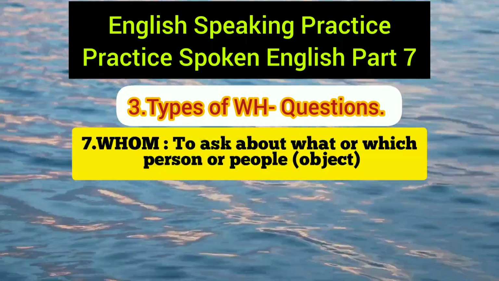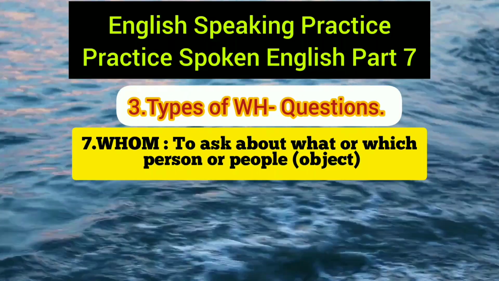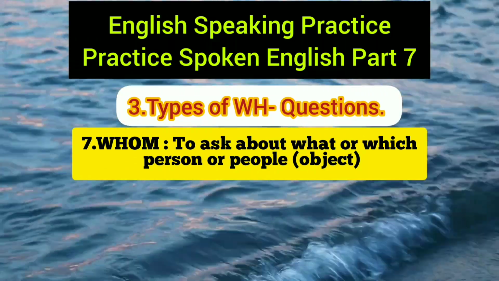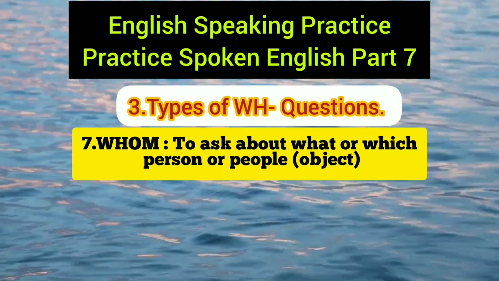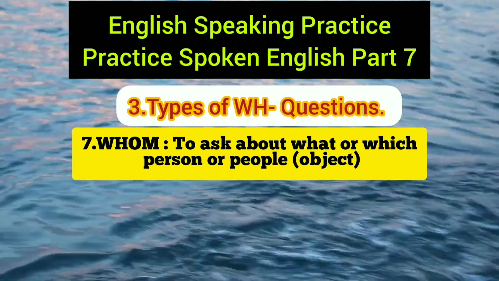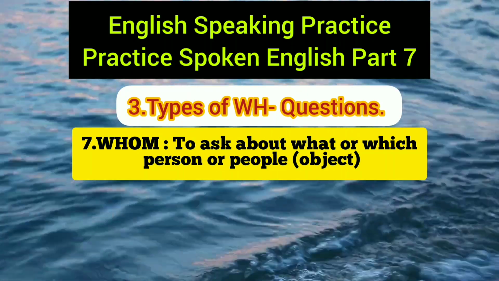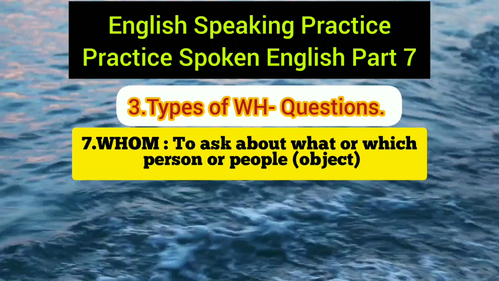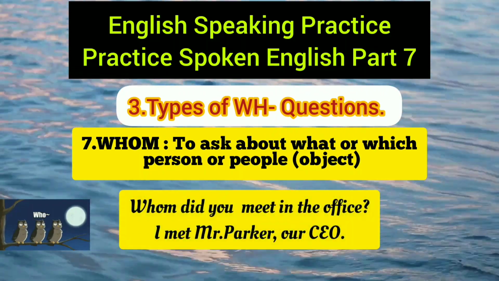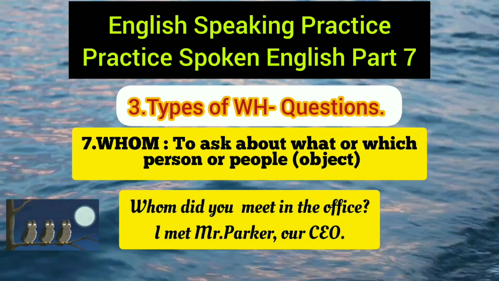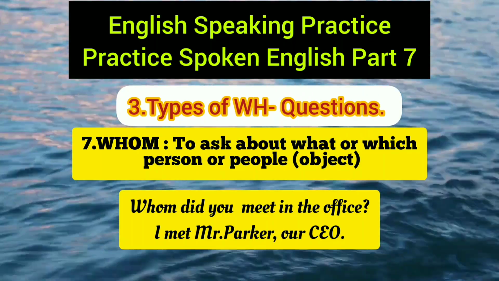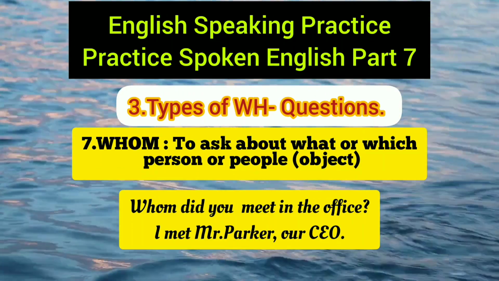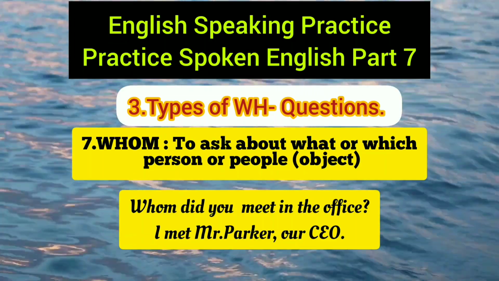Seventh one is whom. Whom is used to ask about what or which person or people. So it is specifically asking about what or which person or people. So let's see some examples. It's going to be easier for you to understand. Whom did you meet in the office? So I'm asking about a specific person. Whom did you meet? Right? I met Mr. Parker, our CEO. So I hope it's crystal clear. Here I have to use whom, not who.